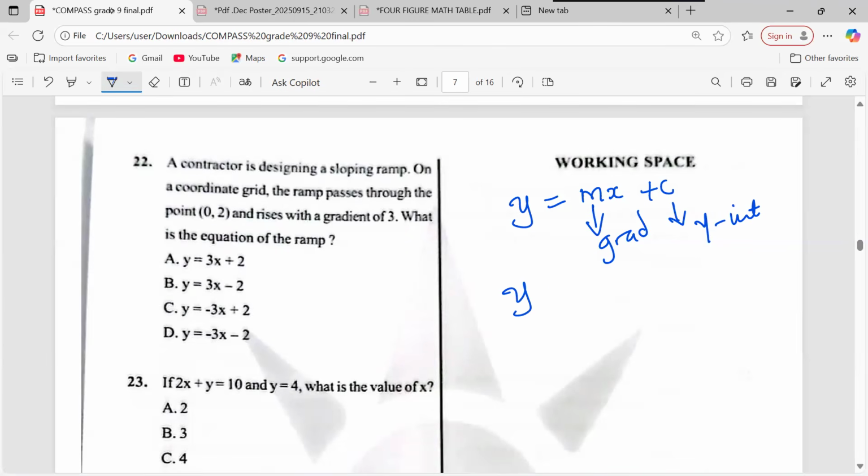Therefore, I will say y equals, instead of m, the gradient is 3. Instead of c, which is our y-intercept, we write 2. Because when an equation is this, it means when x is 0, y equals 2. And therefore, we can have such an equation.